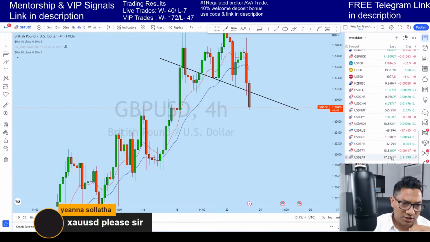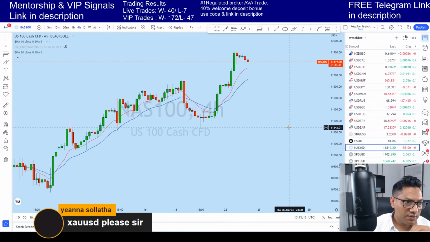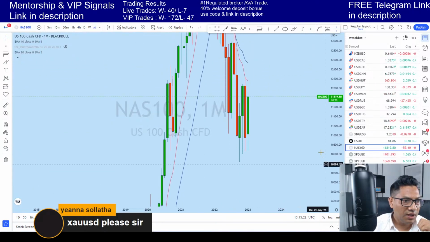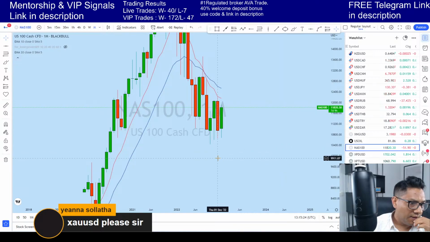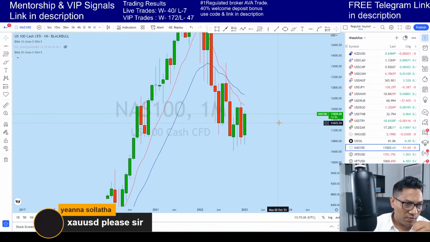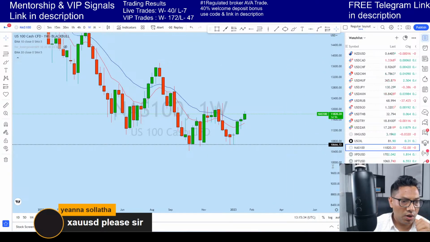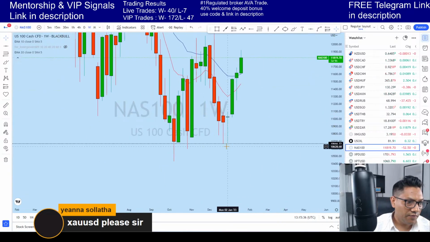So let's look at NASDAQ. Okay, so we see that NASDAQ from the monthly, as you can see, was a strong bullish jump from this support. And with that jump, there was a big move on NASDAQ.